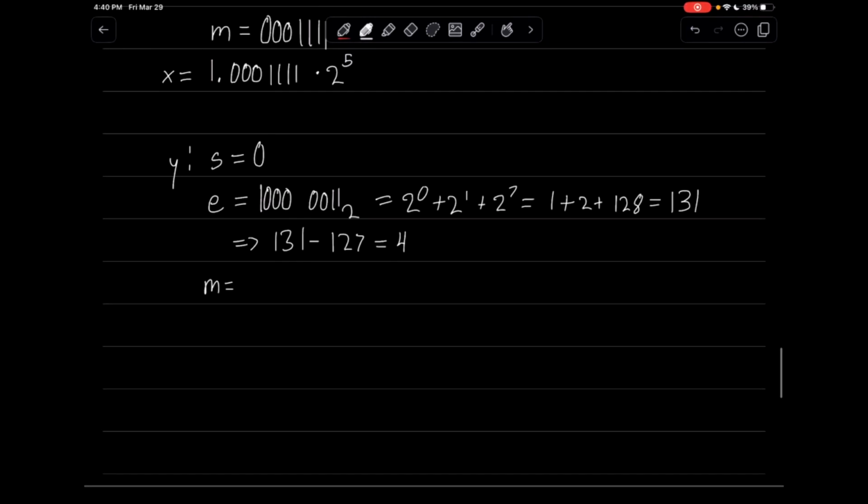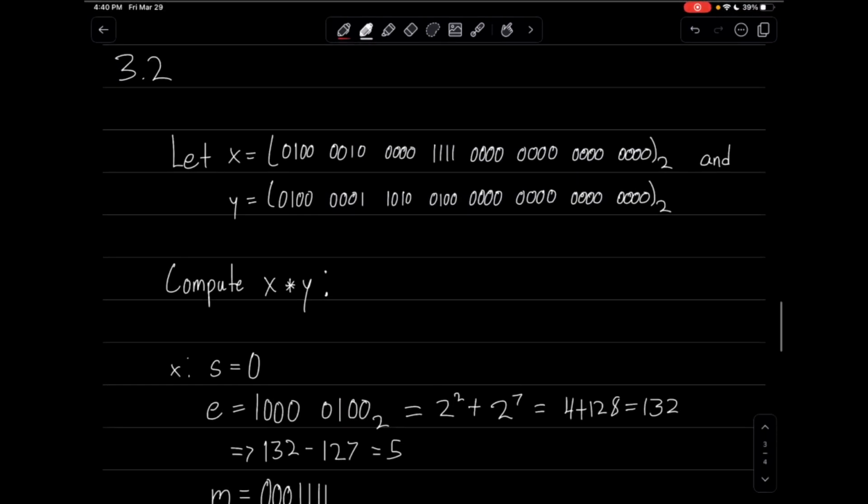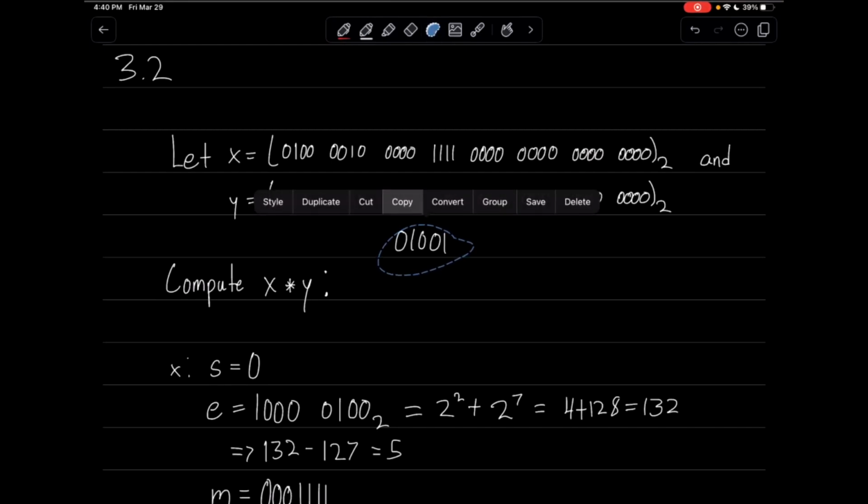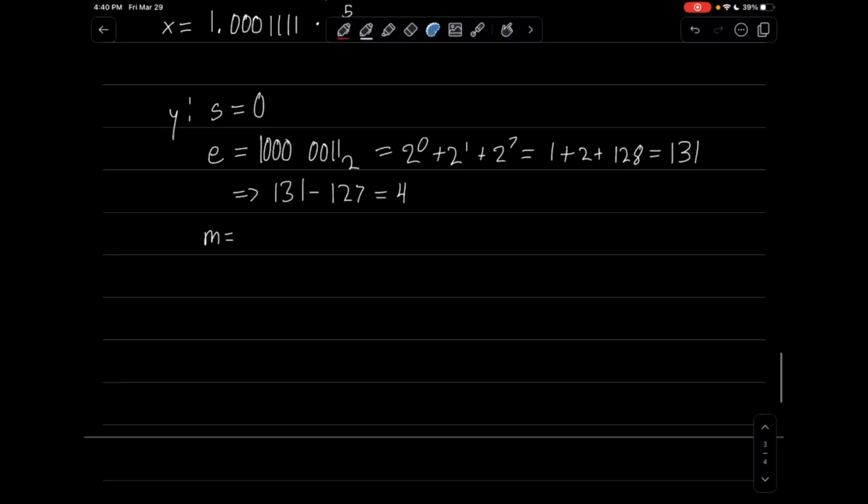And the mantissa is simply just the rest of the bits, right? So we ended off at here. I need to copy down the rest of the bits, but these bits over here are all set to 0, all 18 of these. So I don't actually need to include them in my mantissa because it's just not going to change the value in any meaningful way. So what is the mantissa for y? It's 0, 1, 0, 0, 1. Okay, so this is our mantissa.